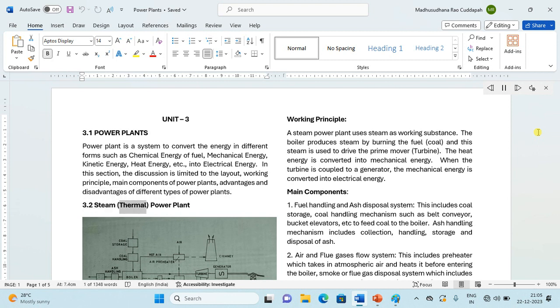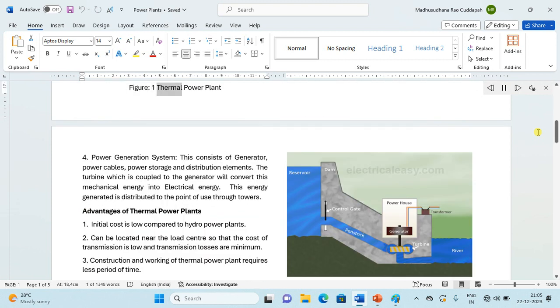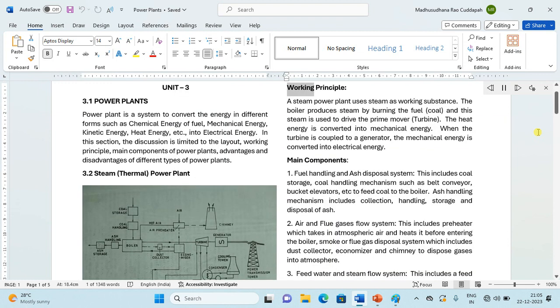3.2 Steam (thermal) power plant. Figure 1: Thermal power plant. Working principle: A steam power plant uses steam as the working substance. The boiler produces steam by burning the fuel, coal, and this steam is used to drive the prime mover, the turbine. The heat energy is converted into mechanical energy. When the turbine is coupled to a generator, the mechanical energy is converted into electrical energy.